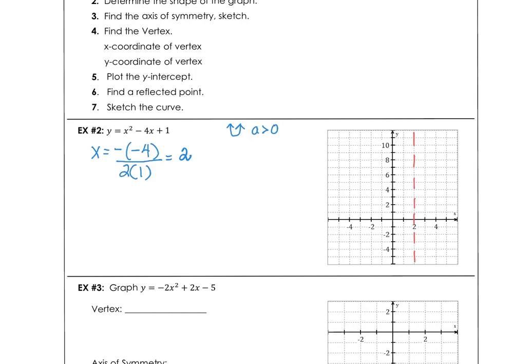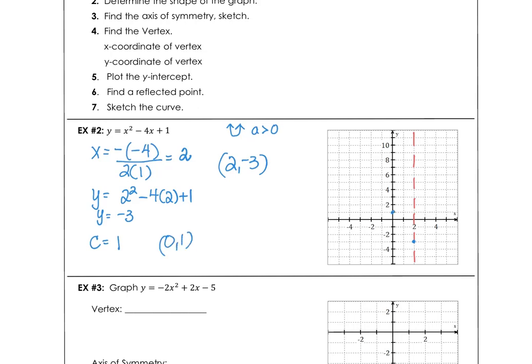We also know that the vertex, that's the x-coordinate, so the y-coordinate of the vertex is substituting 2 back into the original equation, and solving, y is -3. So our vertex is 2, -3. Then we also know that our c value is 1, so 0, 1 is on our graph.